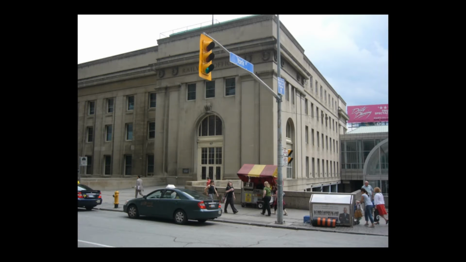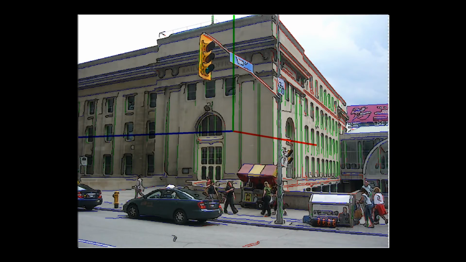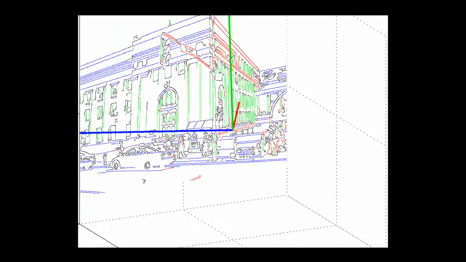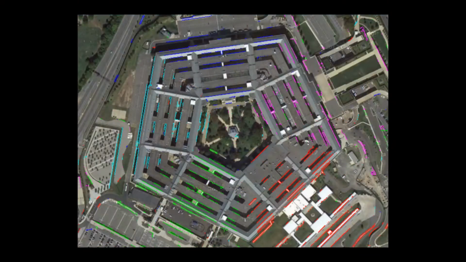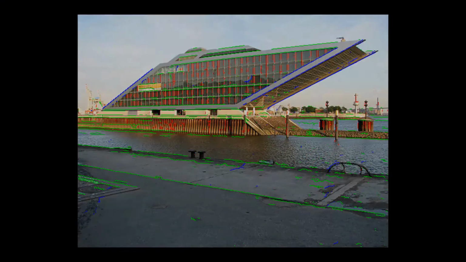We are dealing with images of Manhattan worlds with the goal to detect three orthogonal vanishing points. However, our approach is not limited to orthogonal vanishing points, but it can be used for detecting arbitrary vanishing points as well.